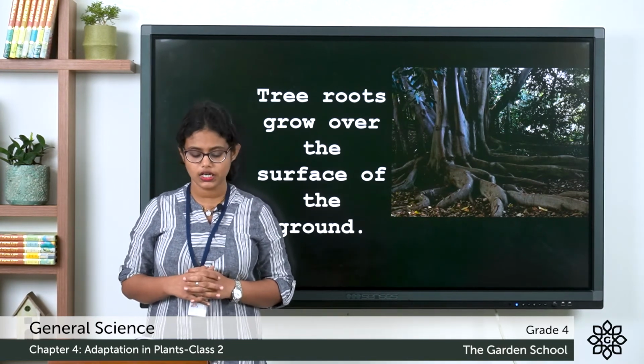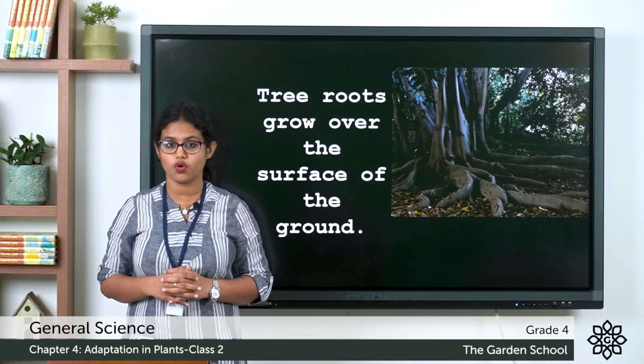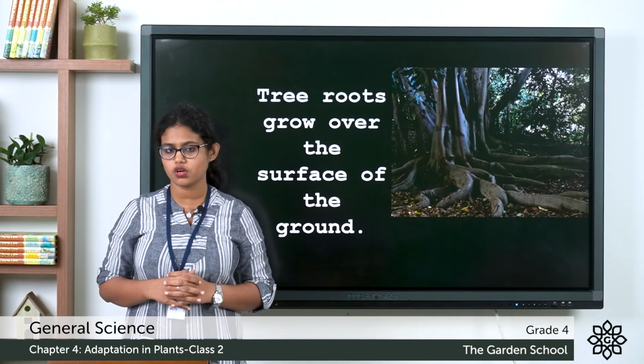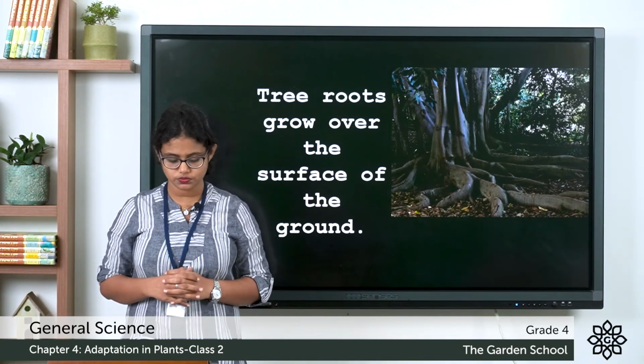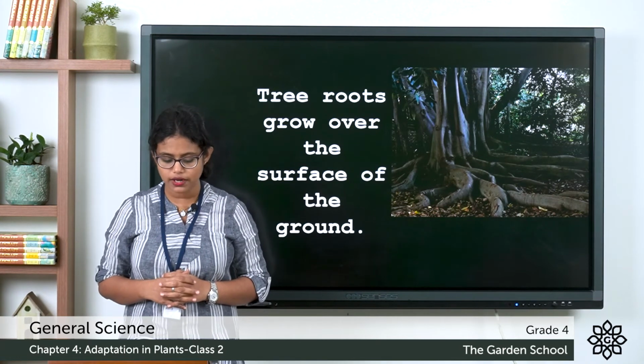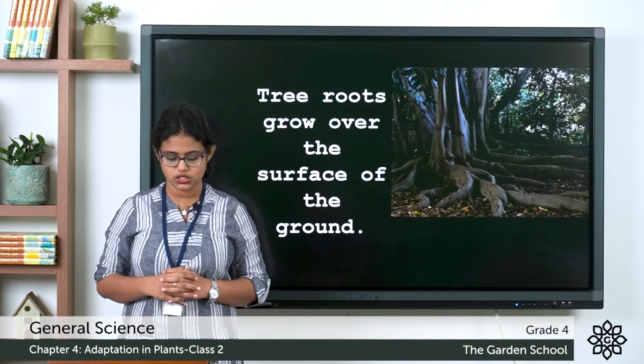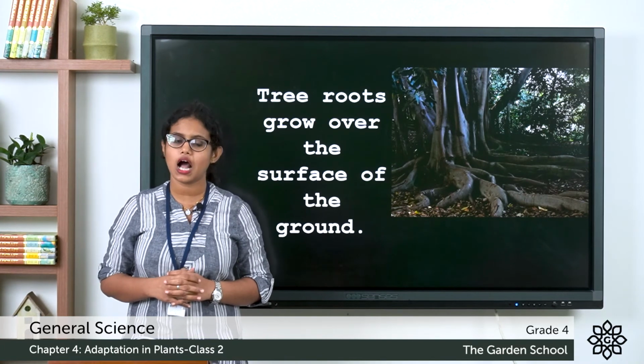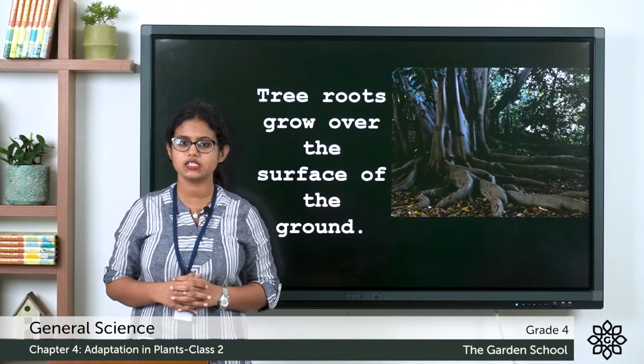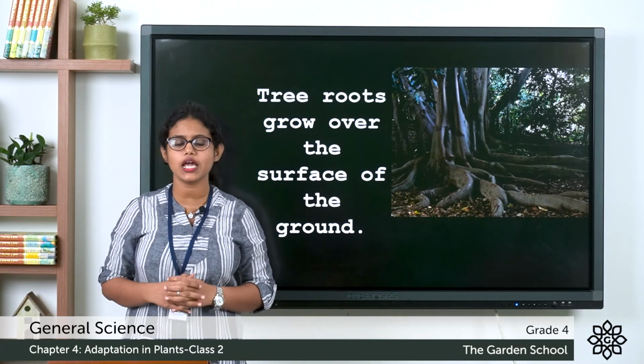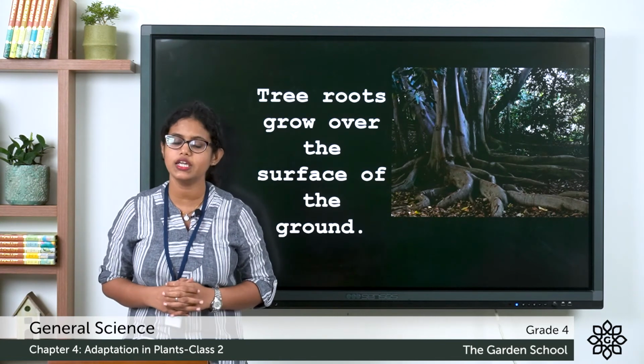The second one: plants growing in rainforest are adapted to bright sunlight, heavy rainfall, high humidity. So what is the answer? High rainfall. It gets a good amount of rain throughout the year.